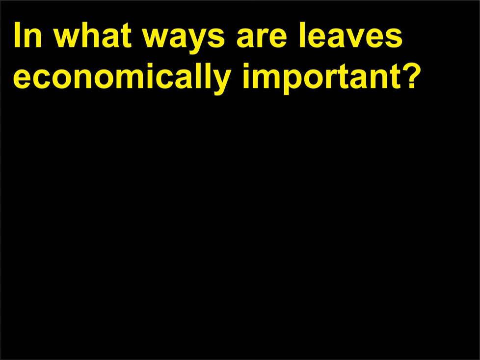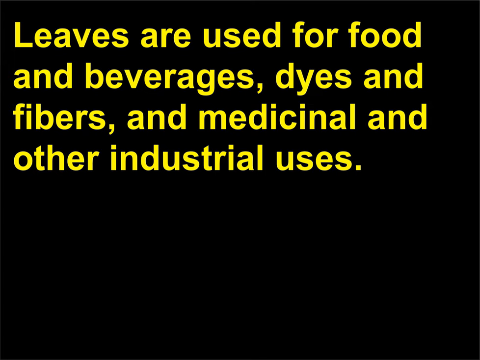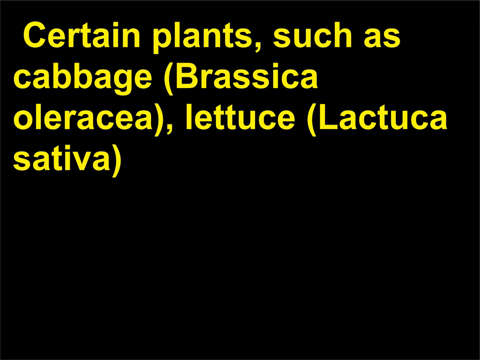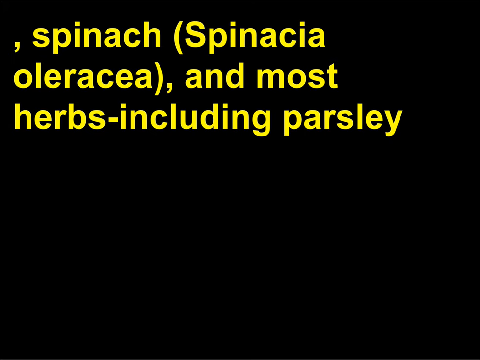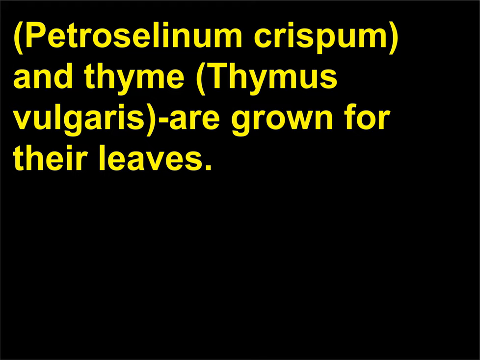In what ways are leaves economically important? Leaves are used for food and beverages, dyes and fibers, and medicinal and other industrial uses. Certain plants, such as cabbage, Brassica oleracea, lettuce, Lactuca sativa, spinach, Spinacia oleracea, and most herbs including parsley, Petroselinum crispum, and thyme, Thymus vulgaris, are grown for their leaves.